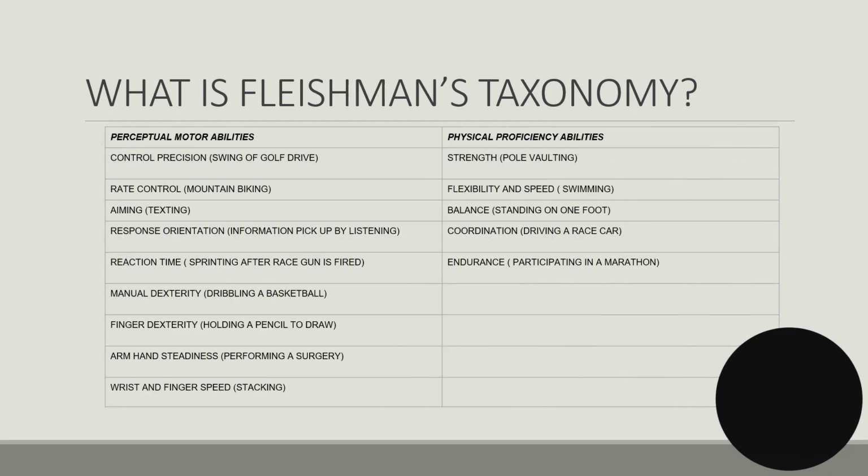It is broken down into perceptual motor skills and physical proficiency abilities. In the table, we can see the difference between perceptual motor abilities and physical proficiency abilities. Perceptual motor abilities include control precision, rate control, and aiming, while physical proficiency abilities include things such as strength, flexibility, speed, and balance.